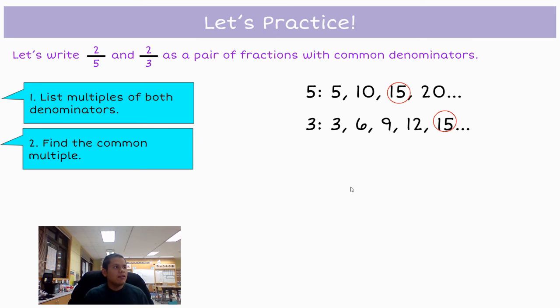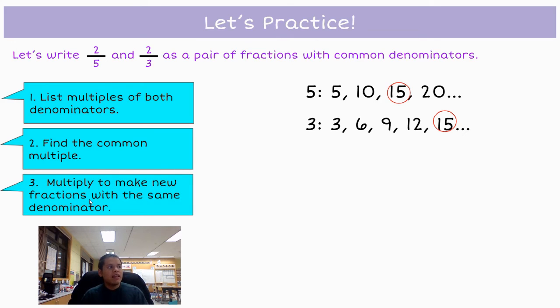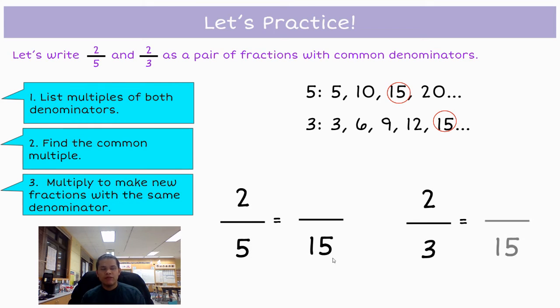What's next? Well, next, we need to multiply to make new fractions with the same denominator. So our new fractions are going to have the denominator of 15. So 2/5 will make an equivalent fraction with a denominator of 15, and 2/3 will make a new fraction with a denominator of 15. So how do you get from 2/5 to some number with 15 in the denominator? Well, 5 times 3 is 15. So I need to multiply my numerator, 2 times 3, and that equals 6. So 6/15 is equivalent to 2/5.